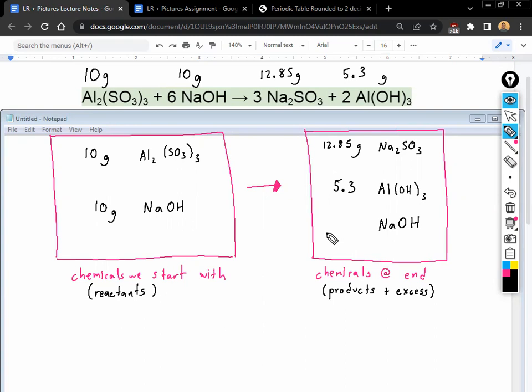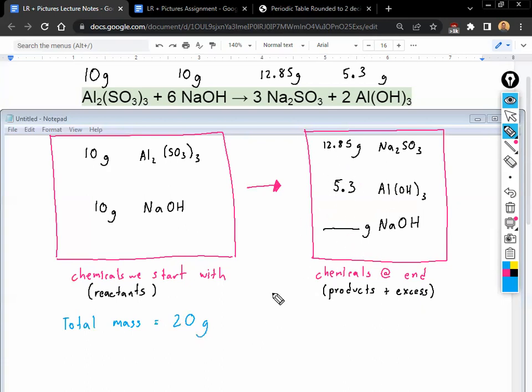All right, and so what that means is we still need to find out how many grams of NaOH we have. Okay, so we need to do one final calculation. Luckily it's pretty easy. If you take a look on the left side, what's the total mass of everything on the left side? 20, right? 10 plus 10, so the total mass is going to be 20. Good.